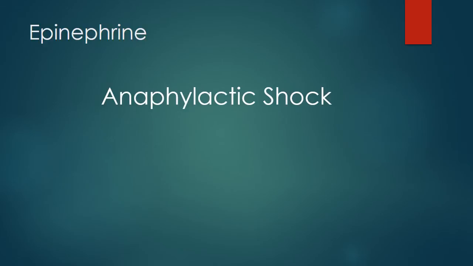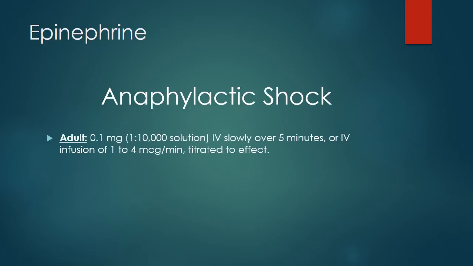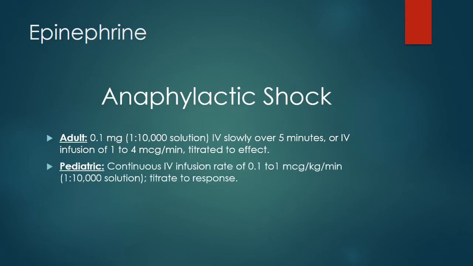Anaphylactic shock: the adult dose to be 0.1 milligram of 1 to 10,000 solution, IV, slowly over 5 minutes, or an IV infusion of 1 to 4 micrograms per minute, titrated to effect. The pediatric dose would be a continuous IV infusion rate of 0.1 to 1 microgram per kilogram per minute of the 1 to 10,000 solution, titrate to response.